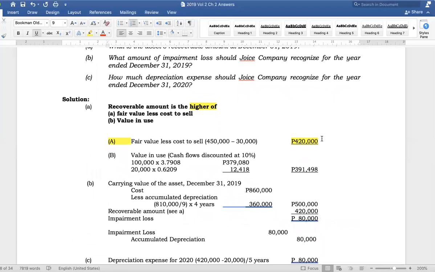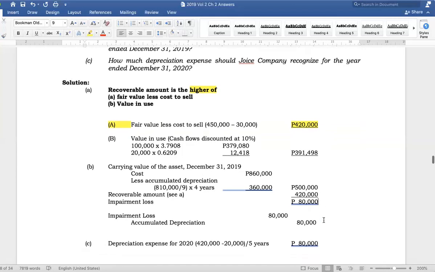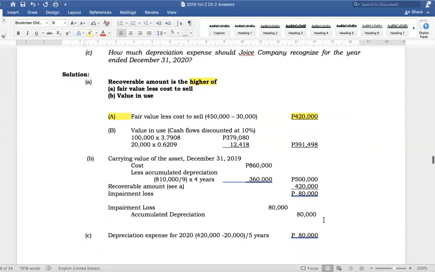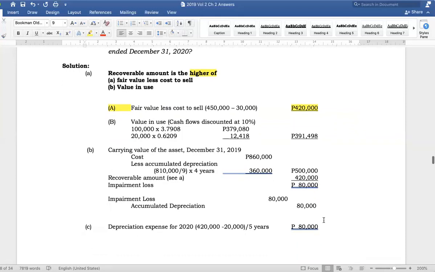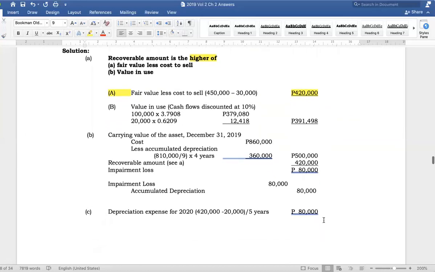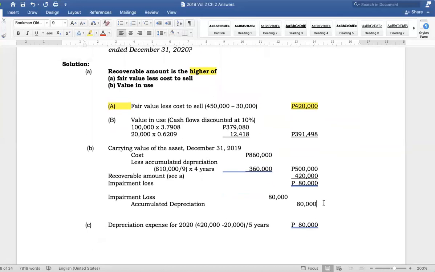But as we computed, your recoverable amount, which is the higher between value in use and fair value less cost to sell, is 420,000. So we will be recognizing an impairment loss of 80,000. So our entry is to debit impairment loss 80,000 and credit accumulated impairment 80,000. Then recording additional accumulated depreciation equal to the impairment loss will decrease the carrying amount of the asset. It will adjust the carrying amount of the asset to its recoverable amount of only 420,000.